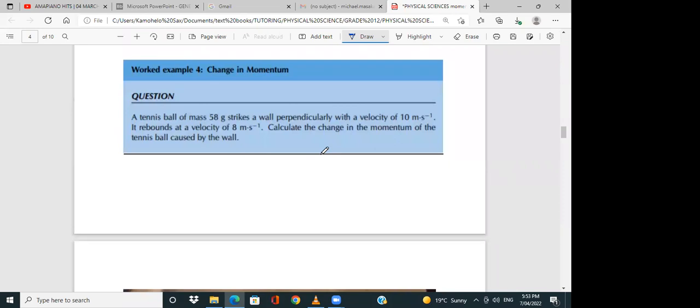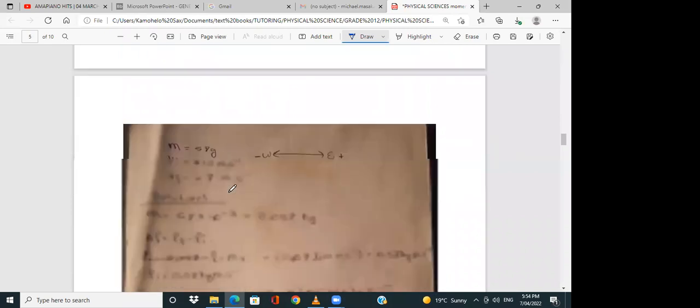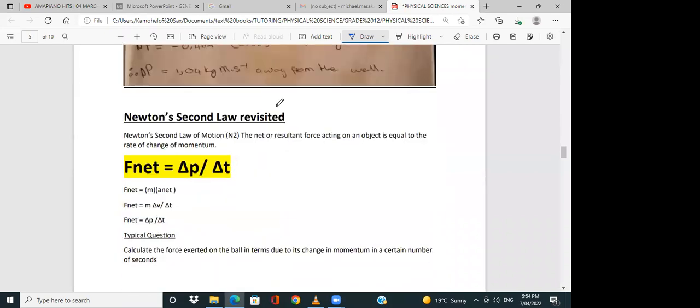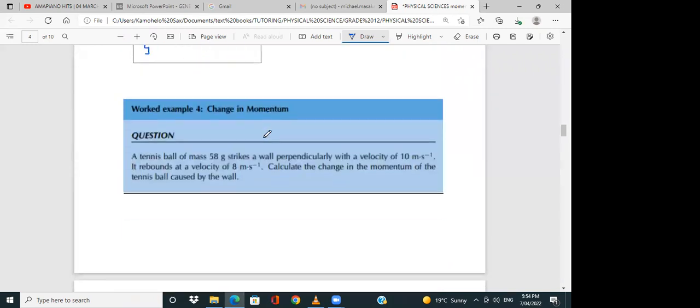Now, what's happening here? We have another great, beautiful example right there. Example for change in momentum. Let's see where I'm at. Newton's law revisited. Now, here is where we are, people. A tennis ball of mass 58 grams.